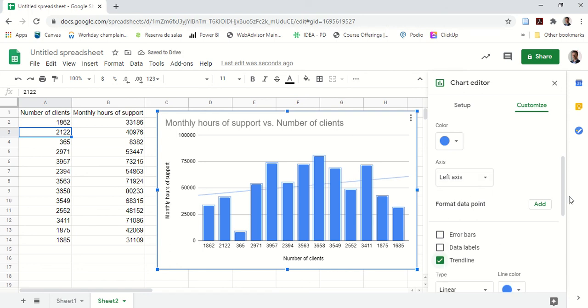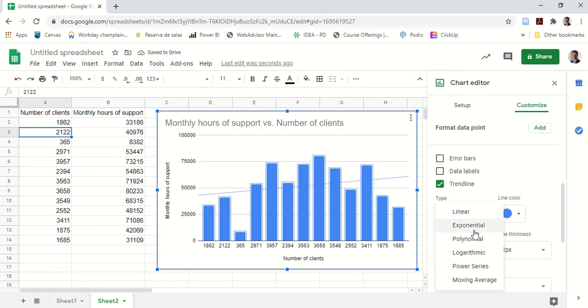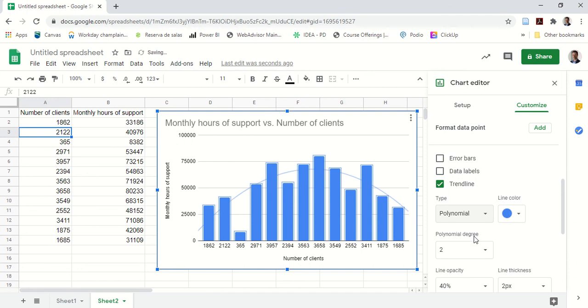Okay, and just change it to polynomial and to remind you of that.